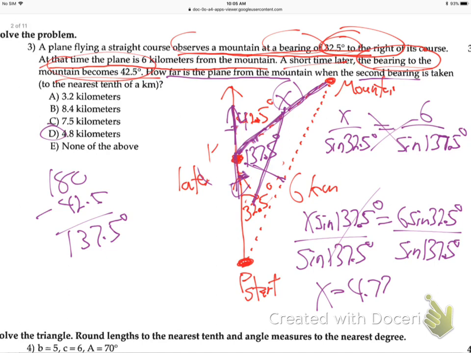Good on that. Kind of tough, huh? Especially getting a picture. So practice. What I had to do, practice those picture making. So bearing to the right. Bearing to the right. Questions on that one?